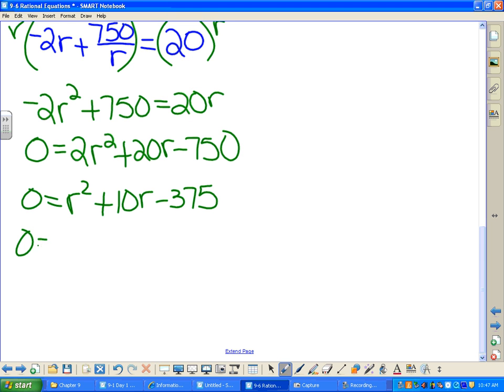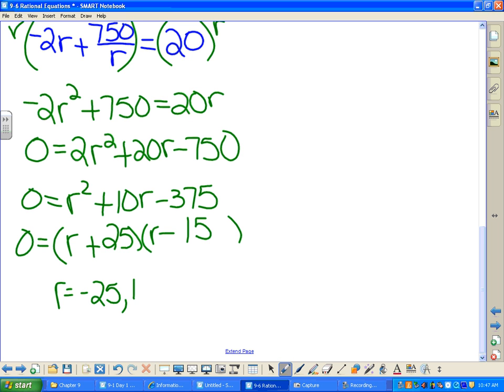Now it's just a matter of factoring this thing. I know I'm going to have one of each sign. Plus 25 and minus 15. That means r could either be negative 25 or positive 15. But what did r stand for again? The rate, so which one makes sense? The 15. 15.